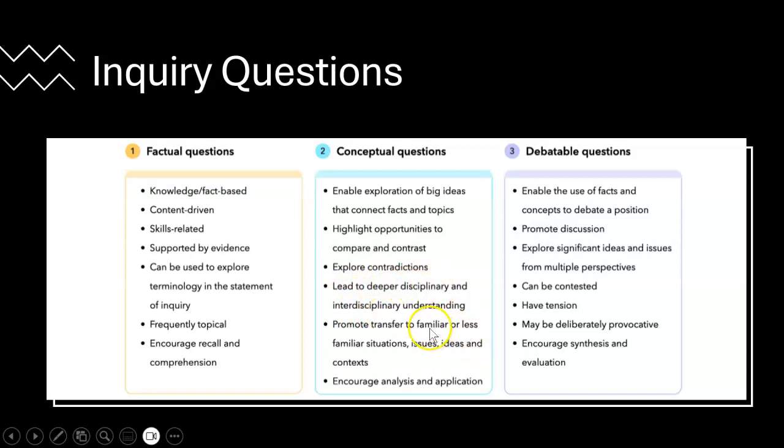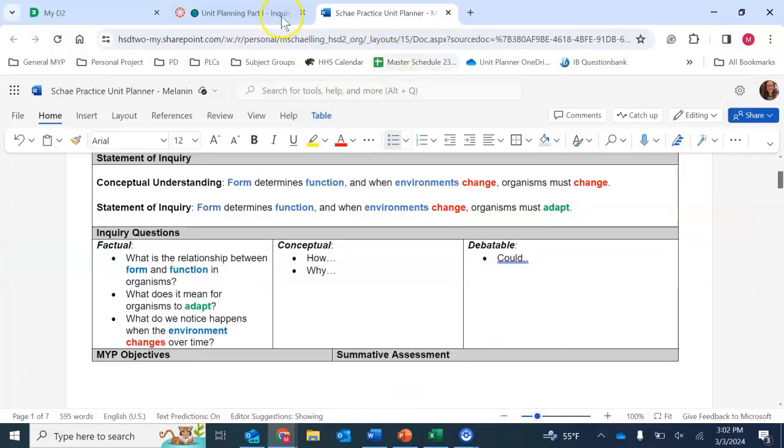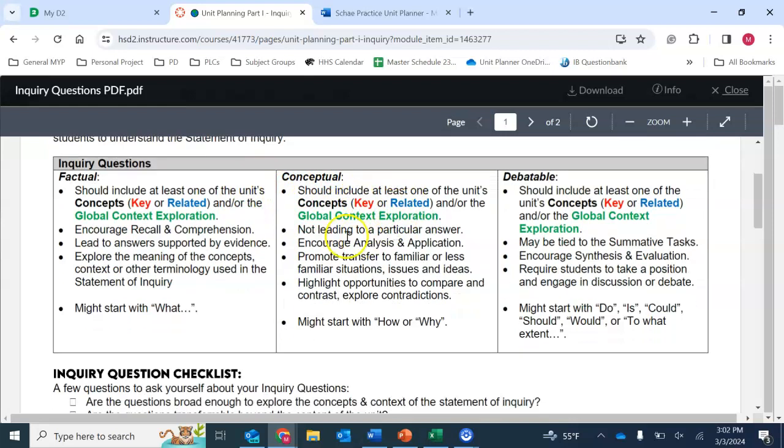Okay, we want to look at familiar and unfamiliar issues, ideas, and contexts, and encourage analysis and application. All right, so let's take a look at our resource here. Okay, so again, we want to have at least one of our red, blue, or green words. These might not lead to a particular answer.